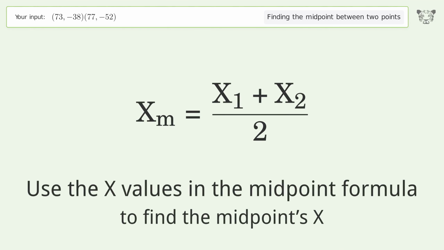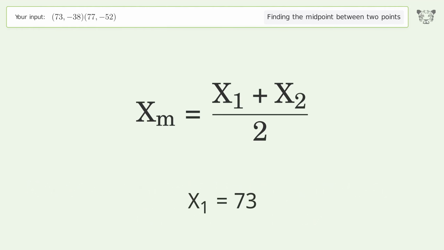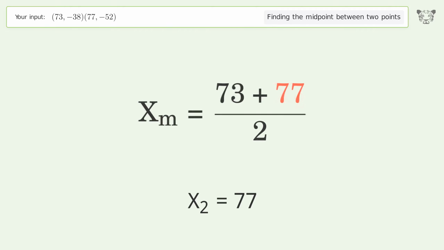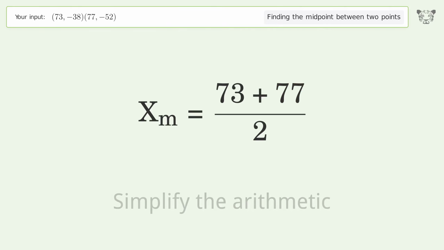Use the x values in the midpoint formula to find the midpoints x. x1 equals 73. x2 equals 77. Simplify the arithmetic.